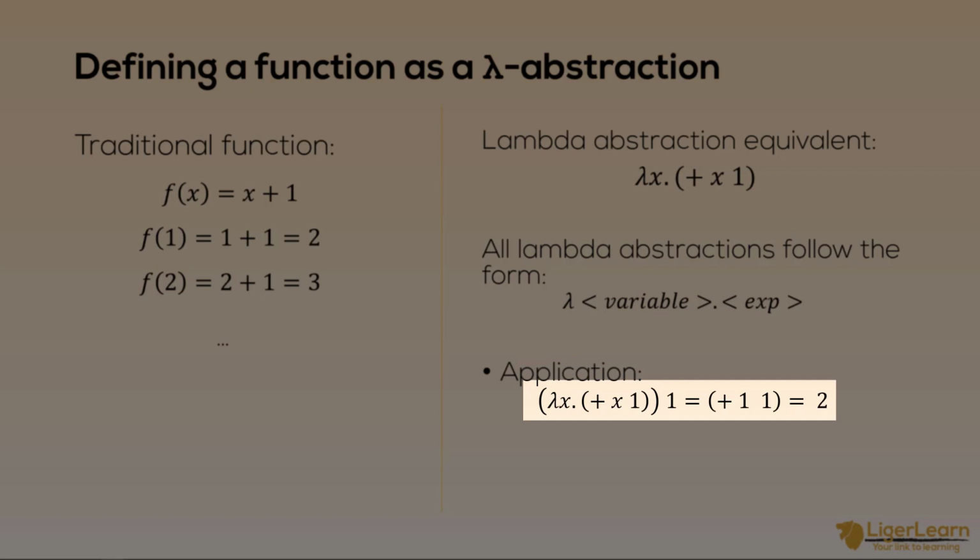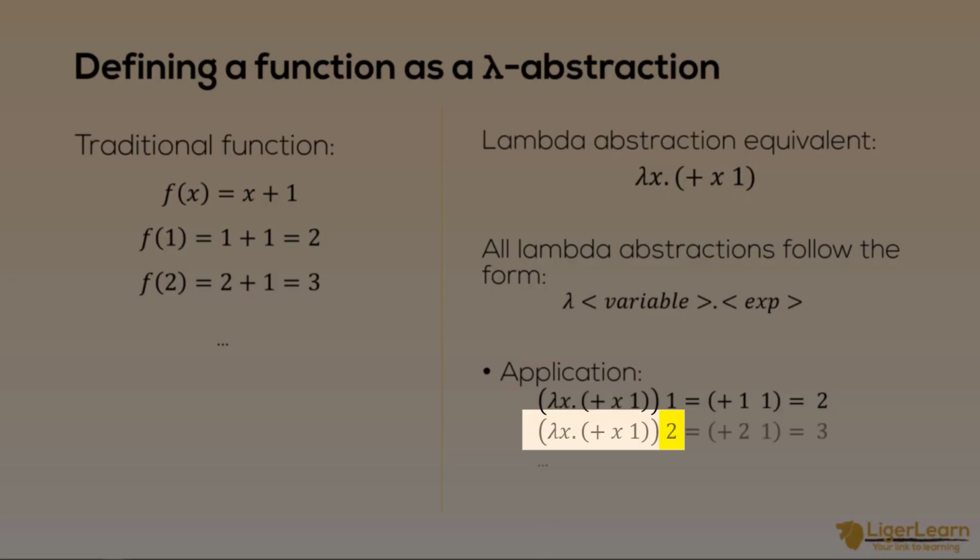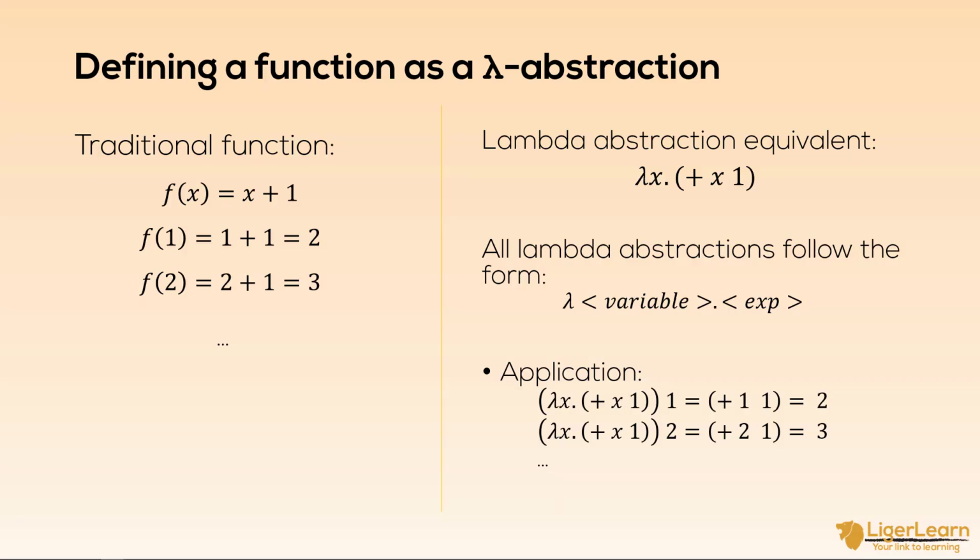We add the additional brackets to remove any ambiguity. This style of applying the argument to the function is known as juxtaposition. Juxtaposition just means putting things next to each other, and juxtaposing the constant 2 after the lambda abstraction is kind of like f of 2, which would result in 2 plus 1, which is 3, and so on. You could, if you wanted to, juxtapose another lambda abstraction after the original lambda abstraction, but we're keeping it simple here for now.